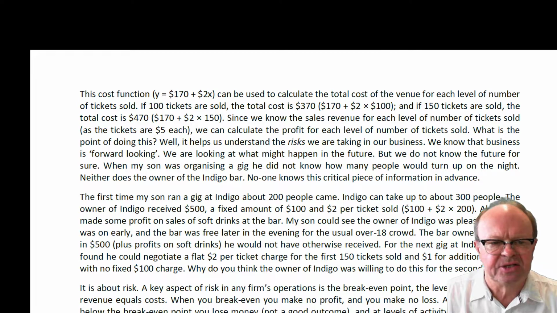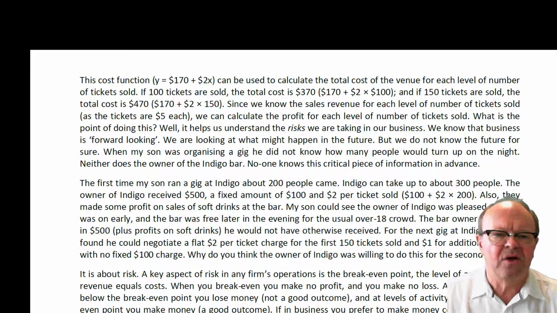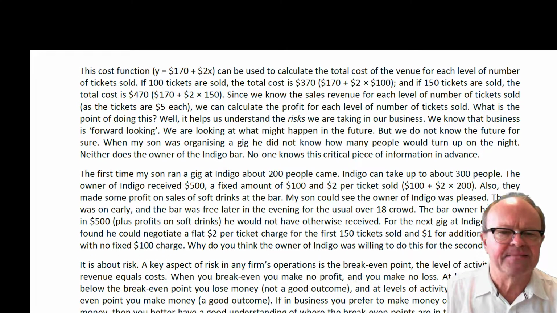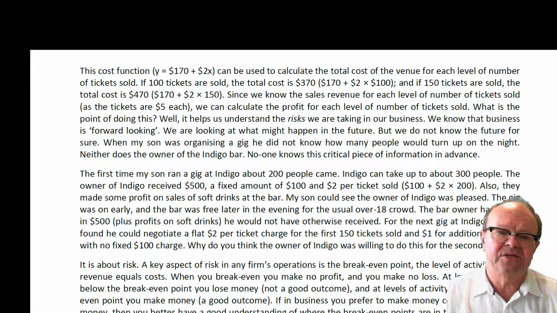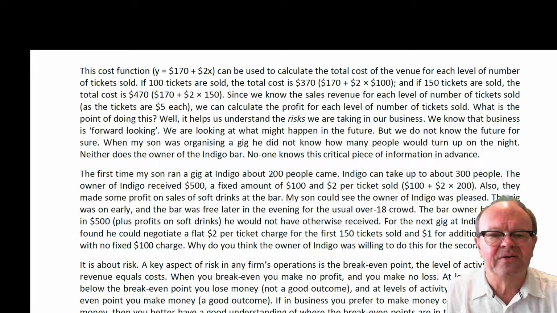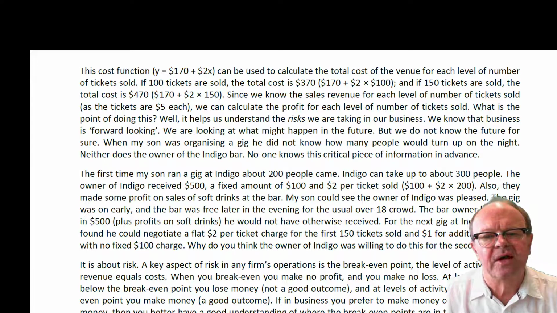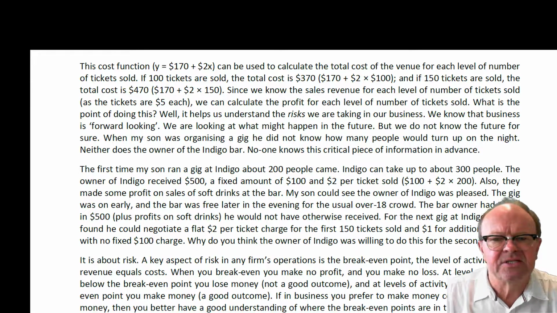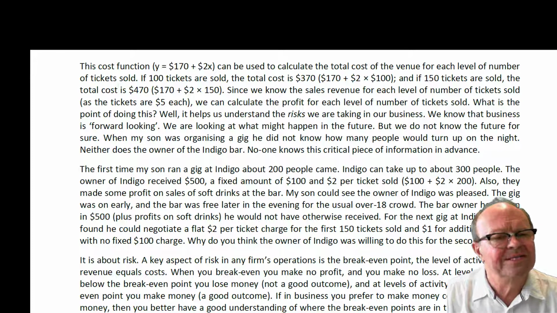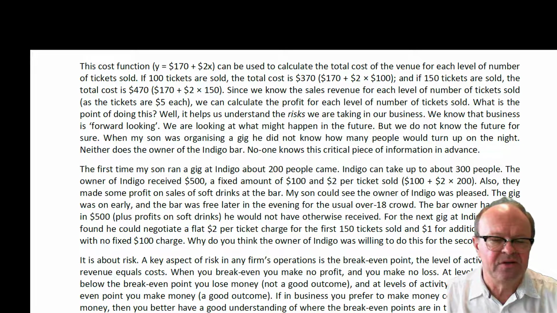This cost function, Y equals $170 plus $2 times X, can be used to calculate the total cost of the venue for each level of number of tickets sold. If 100 tickets are sold, the total cost is $370: $170 plus $2 times $100. And if 150 tickets are sold, the total cost is $470: $170 plus $2 times 150.